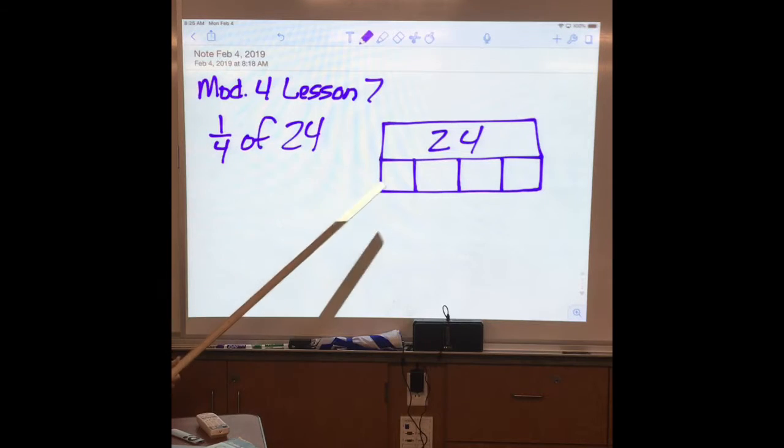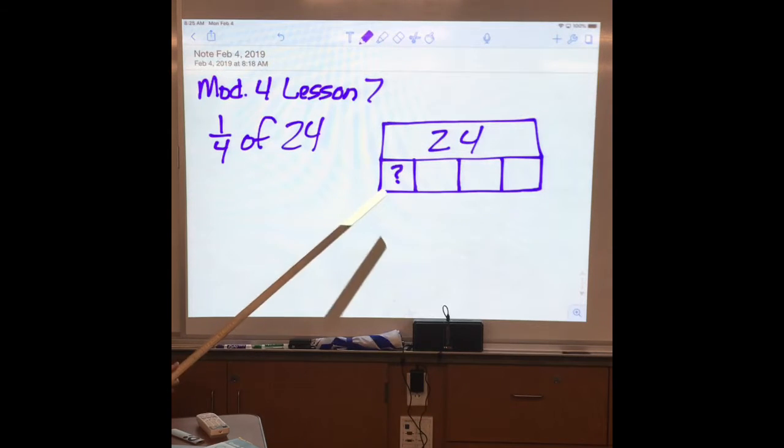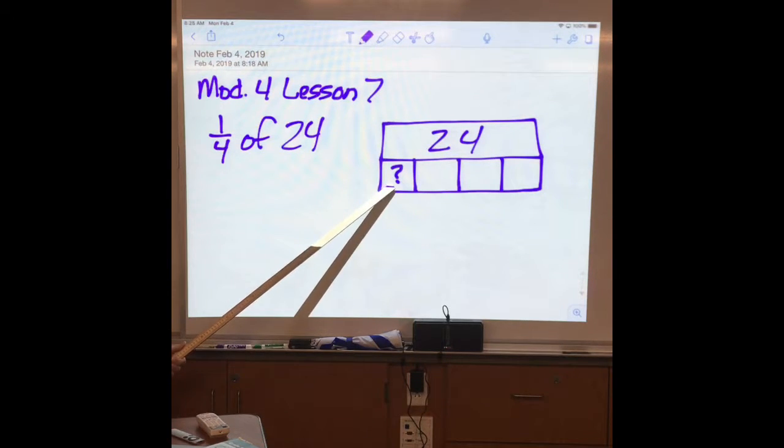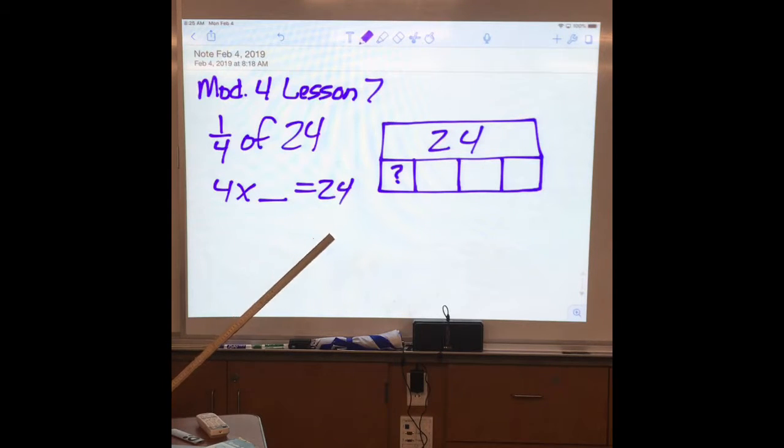What do you think one of these would be? So we're asking, what is this one? What is the amount that would go in here? Well, if you look at our number on the bottom, a 4. If I said 4 times what? 4 times what is 24? What would you say? Well, I'm hoping you're saying that this is 6.